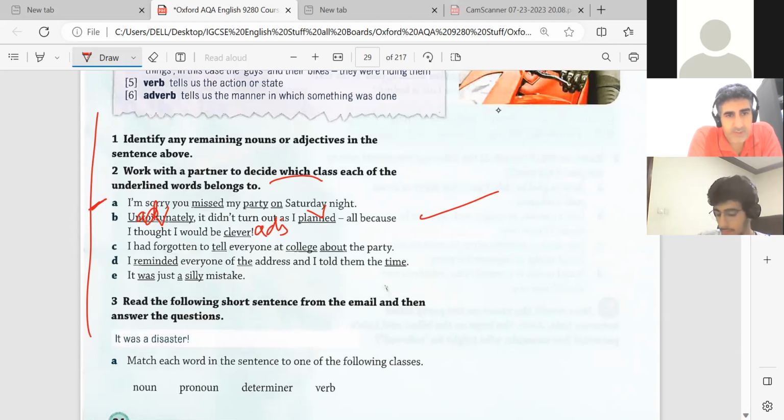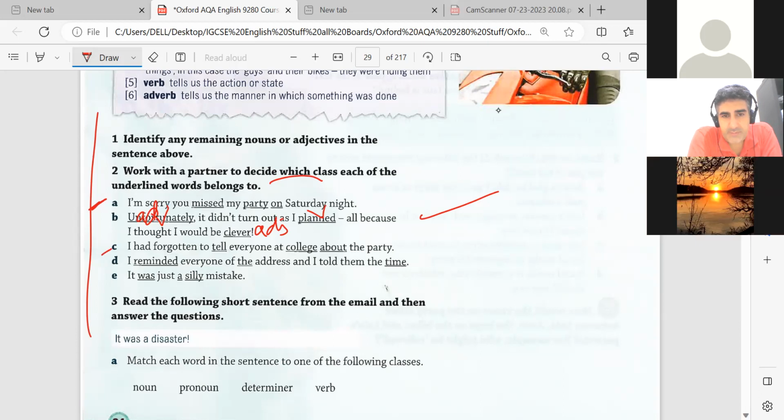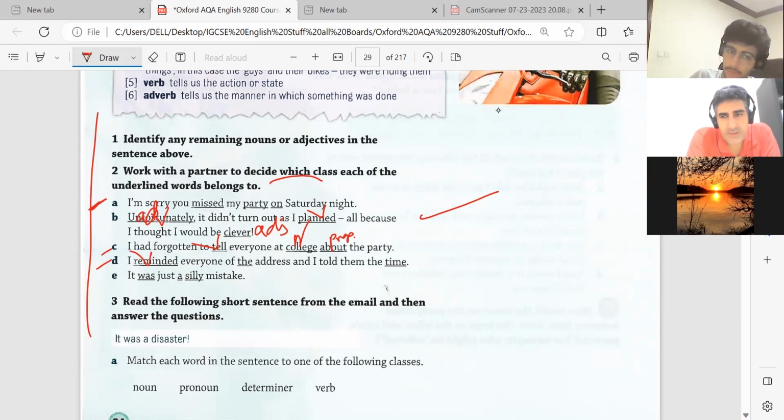Thank you, Muhammad. Khalid, what about C? Tell is a verb. College is a noun. About. It's a preposition, Khalid. Preposition, about. Now this one, Akram. Reminded is a verb. The is a determiner. Yes, determiner. Good. Now, the last one, who can answer it?